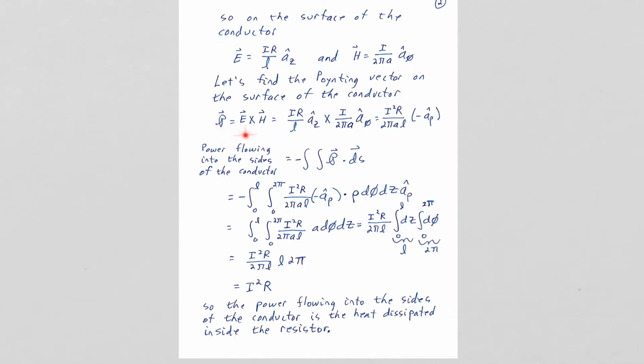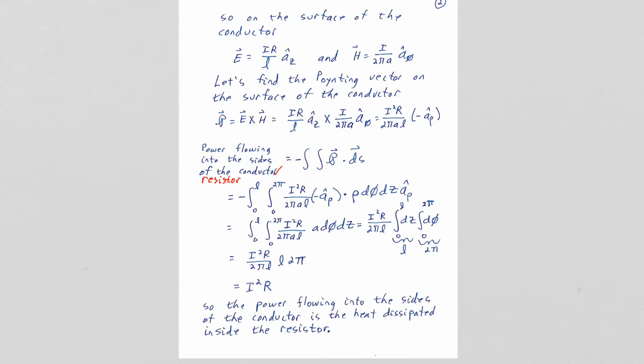In the Poynting vector, we're going to substitute for the electric field intensity and the magnetic field intensity their values on the surface of the resistor. This results in a magnitude of I squared R over 2 pi AL in the minus rho direction, so it's pointing into the resistor.